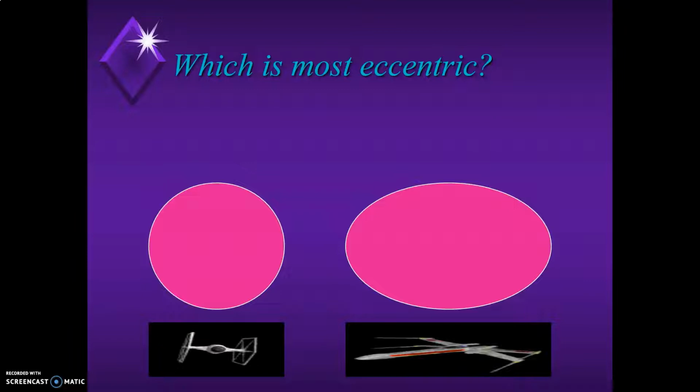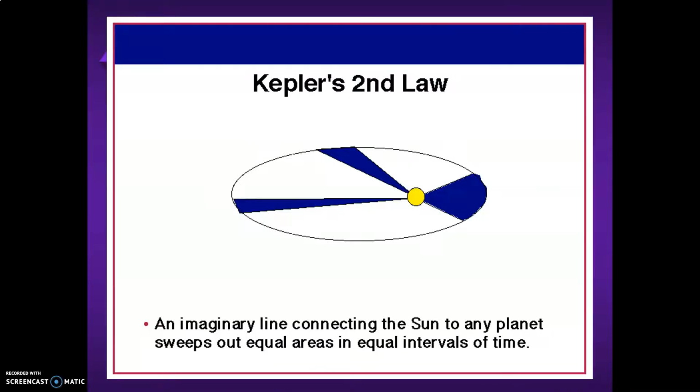Let's go ahead and move on and talk about his second law now. So for his second law, there isn't any math formula we need to know, but you need to know a couple words that go along with the second law, along with what the actual second law is. So here's Kepler's second law. Kepler's second law says equal area in equal time. That's the easiest way to put it.